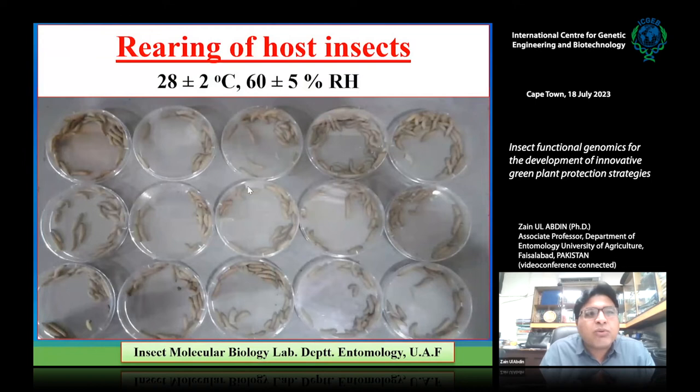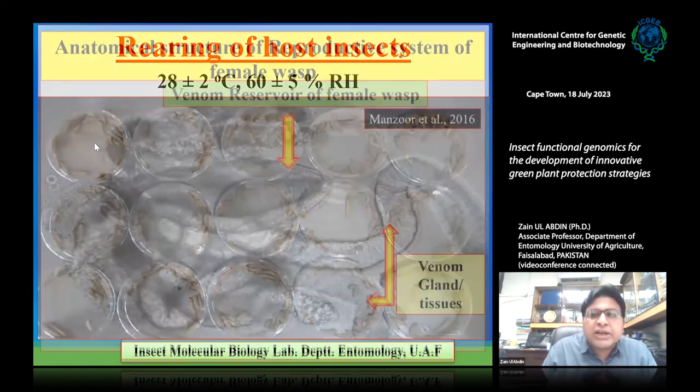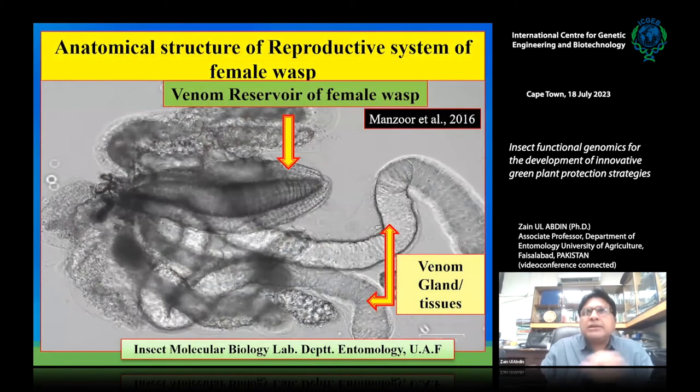Here you can see rearing of the host cultures. We have established plenty of parasitoid cultures in the labs, particularly of wax moth, Galleria mellonella, and this Galleria mellonella is responsible for the mass production of the parasitoid in the lab. That parasitoid, which is known as Bracon hebetor, has a strong venom reservoir.